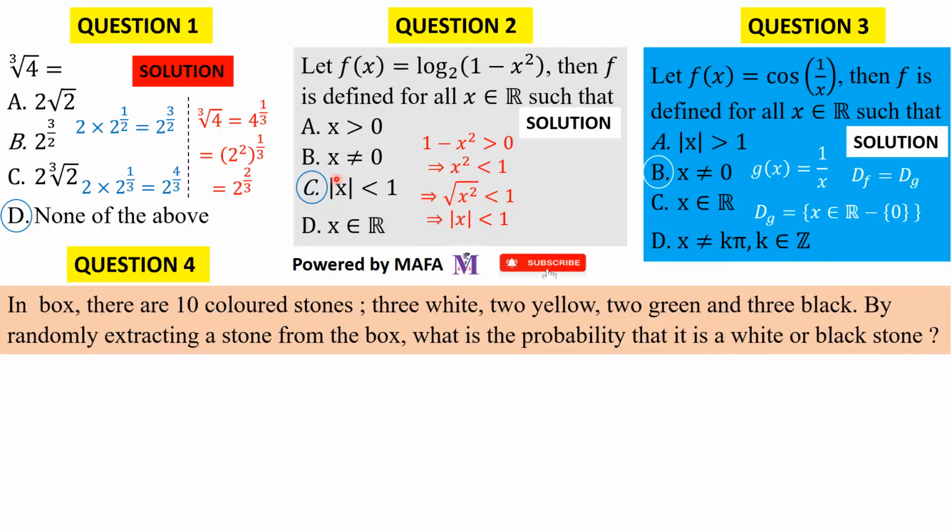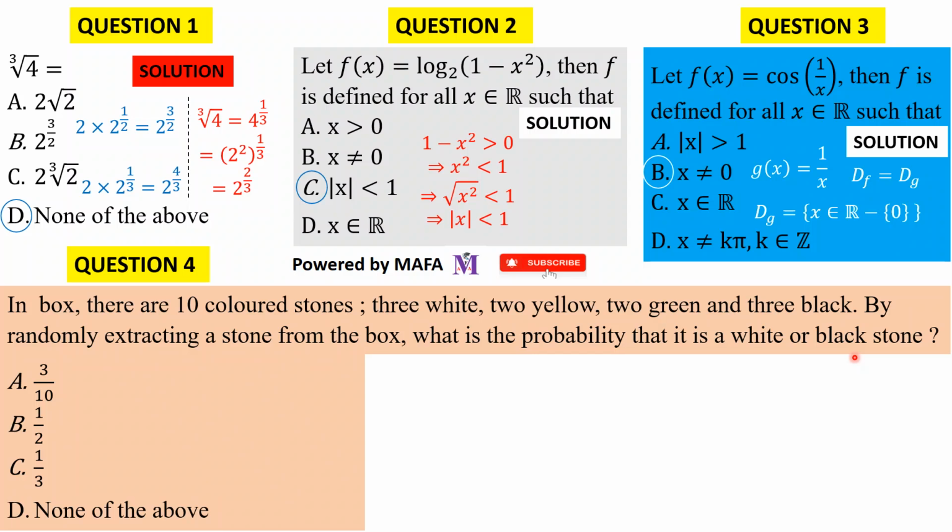Alright, so question 4, it reads, in a box there are 10 colored stones, 3 white, 2 yellow, 2 green, and 3 black. By randomly extracting a stone from the box, what is the probability that it is a white or a black stone? Here are the options. A says 3 on 10, B says half, C says 1 on 3, and D says none of the above.